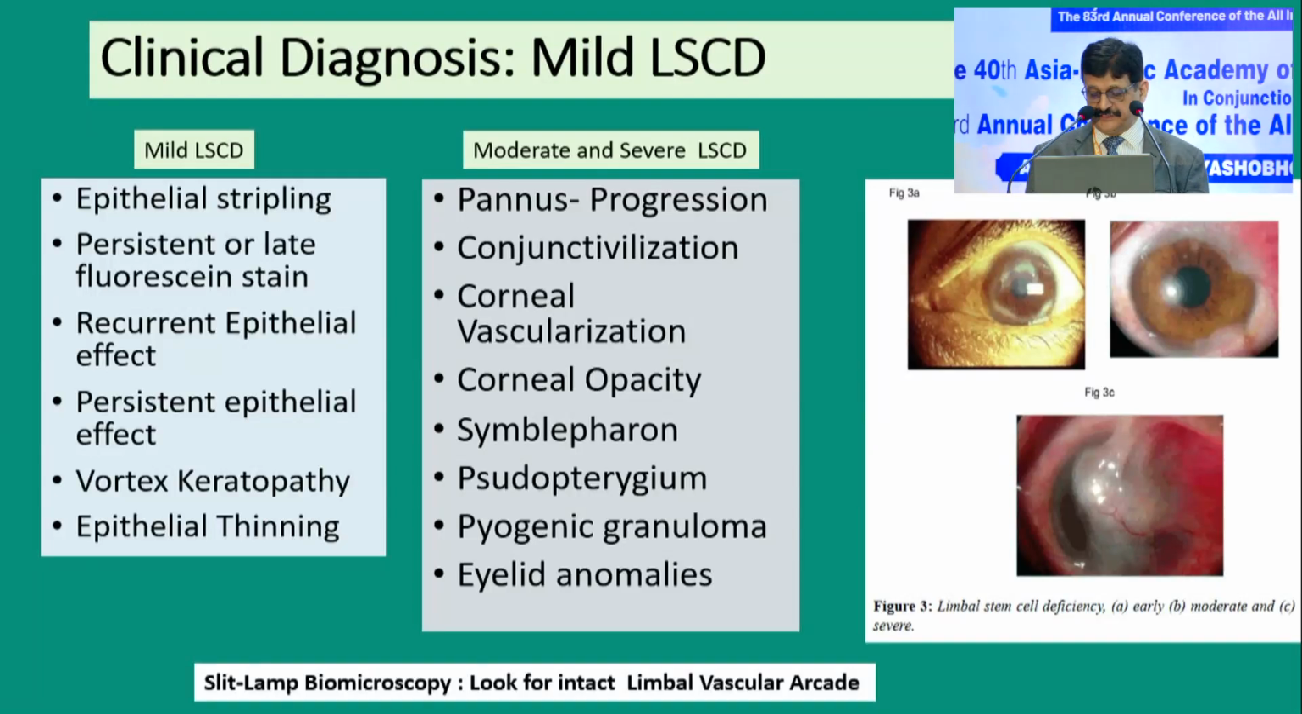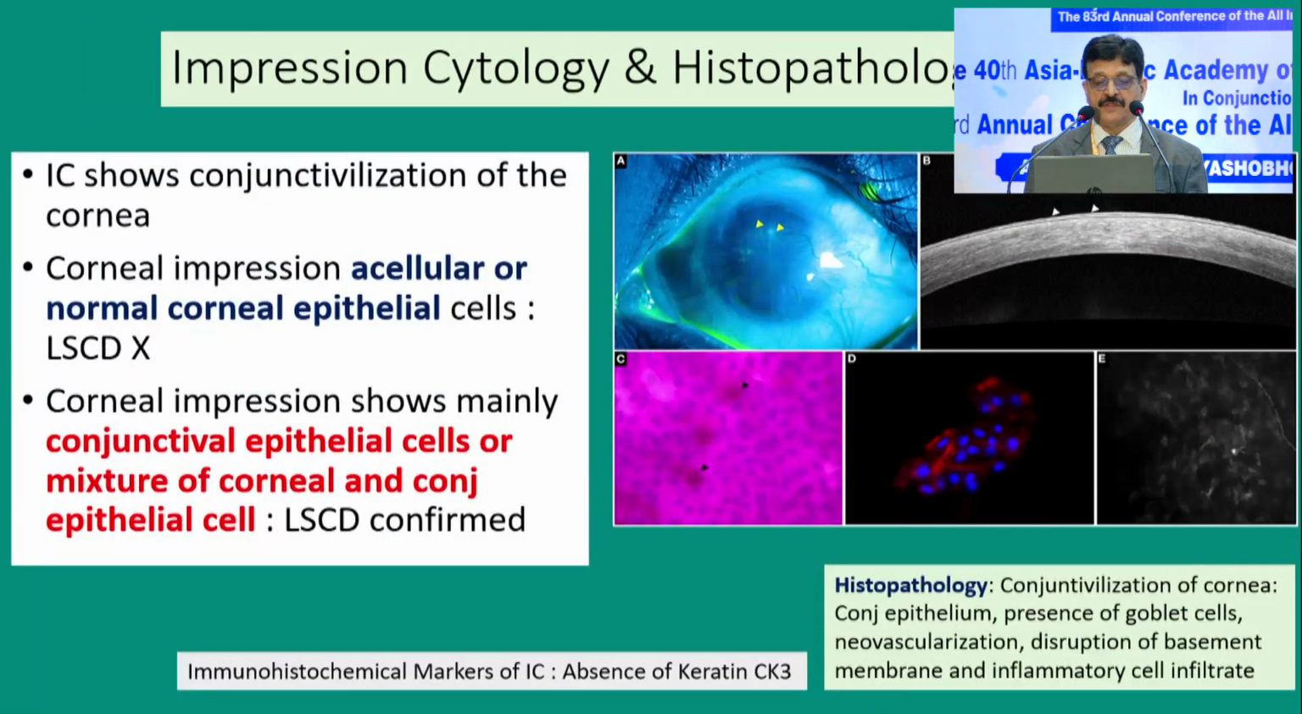This is especially important in unilateral chemical injuries when you are going to take some limbal conjunctival tissue for either SLET or limbal conjunctival autotransplant. It is important to make sure that the other eye is perfectly normal and has not had any insult.